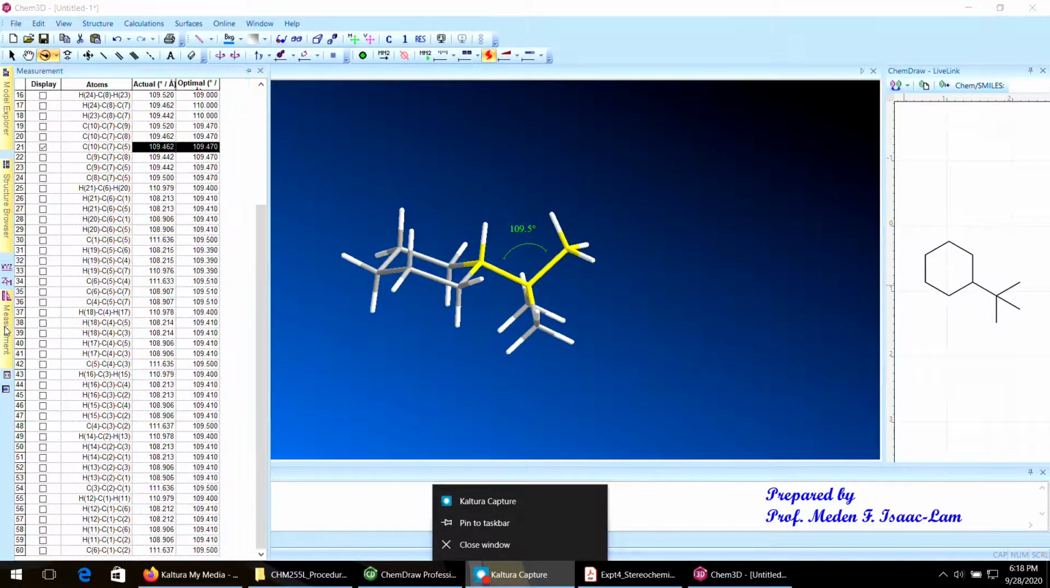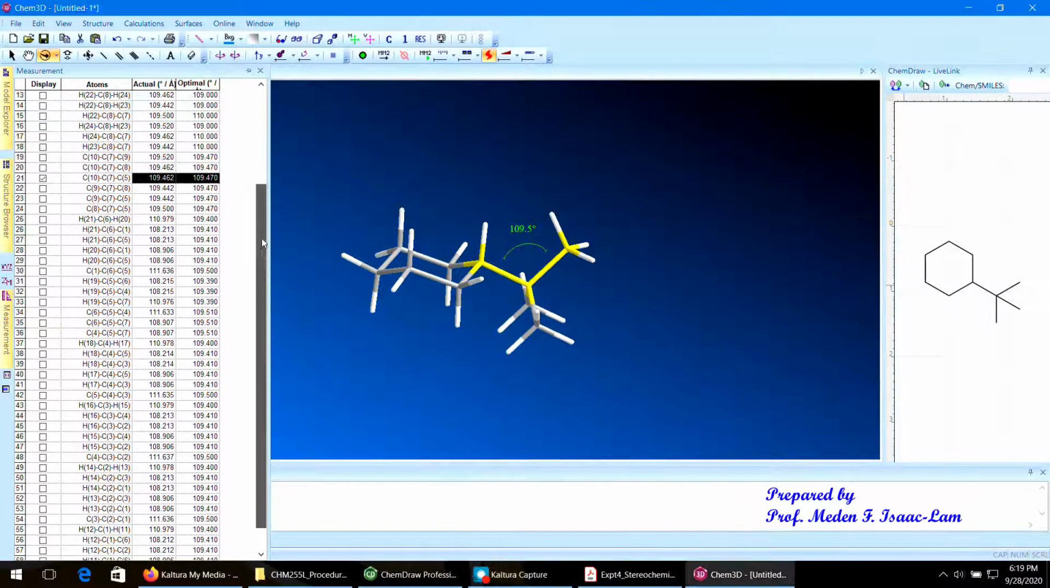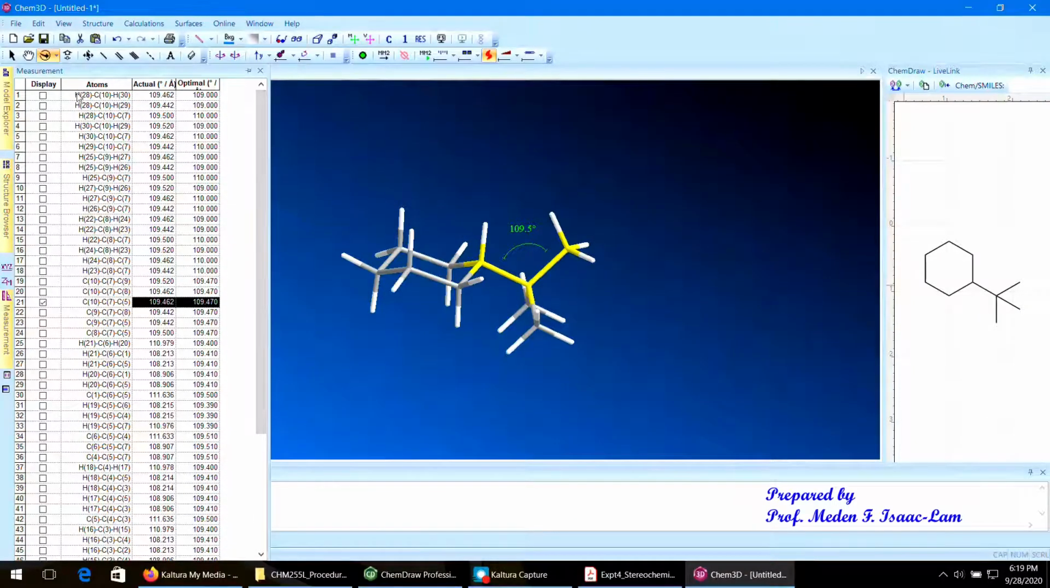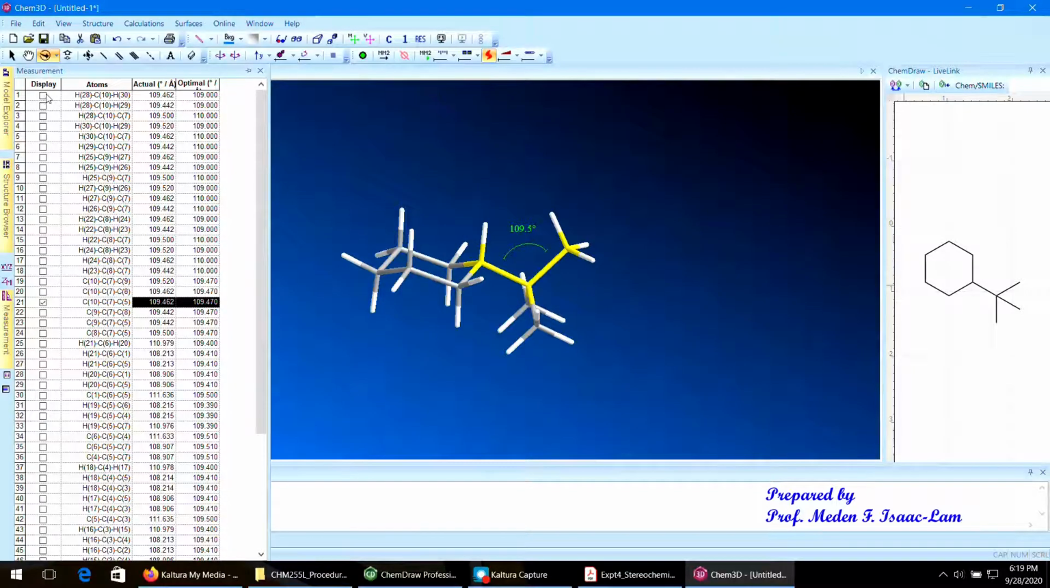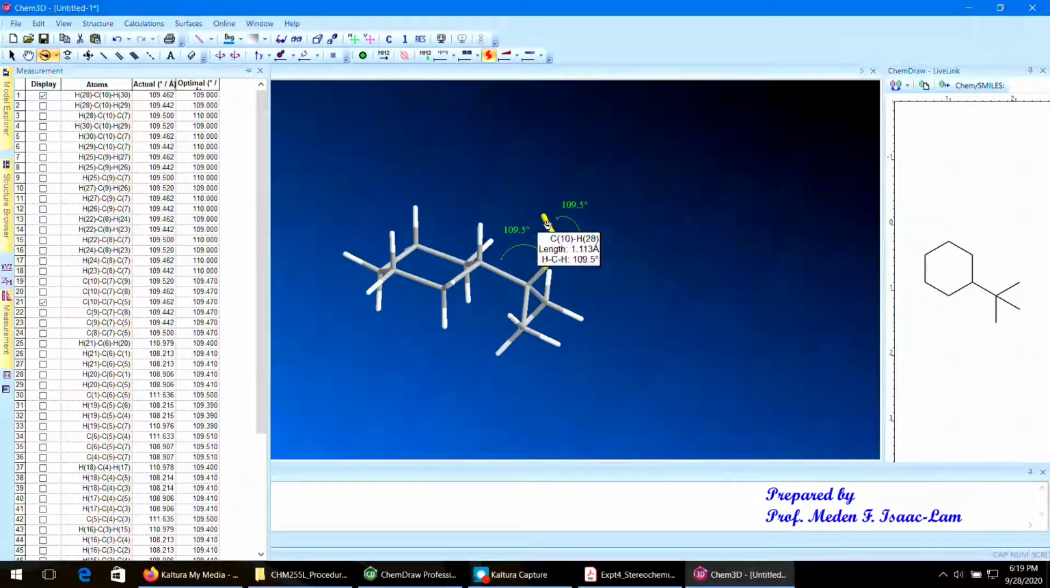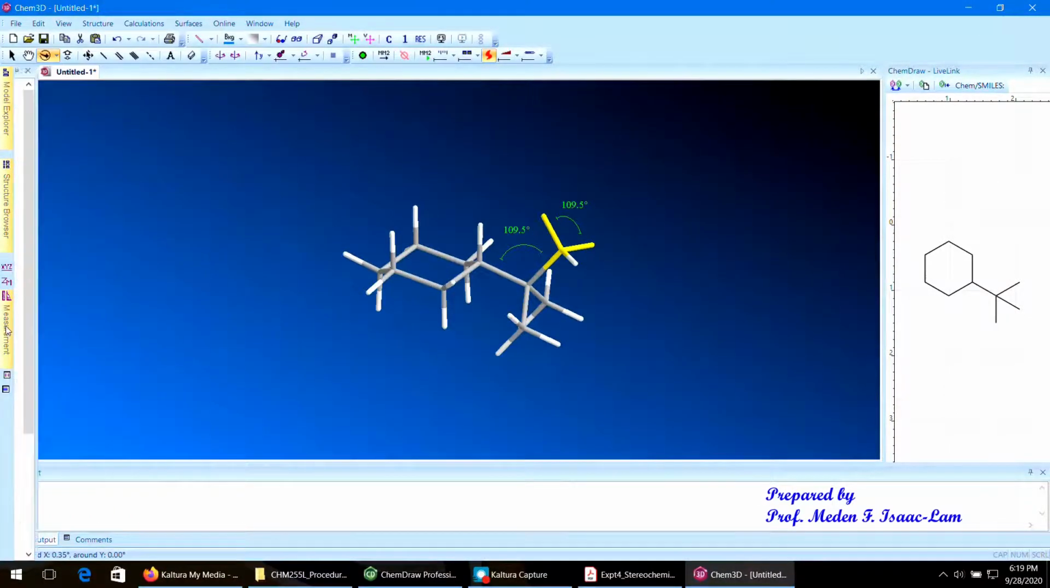Say I go back to measurement. Say I want this one. So what is that? I can highlight it and it will locate for me in the structure the angle. Okay, so in fact it's this part here. So it's this H, carbon, H, again it's 109.5. Okay, so everything is calculated in here.